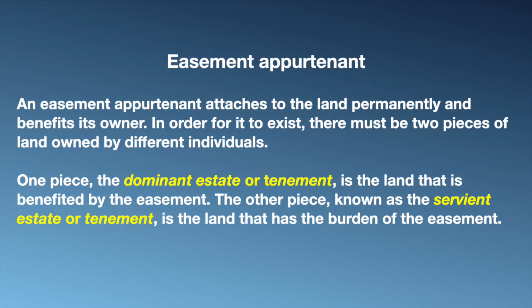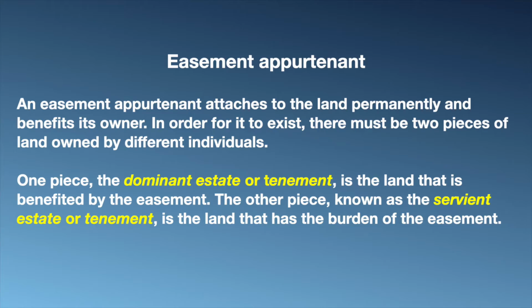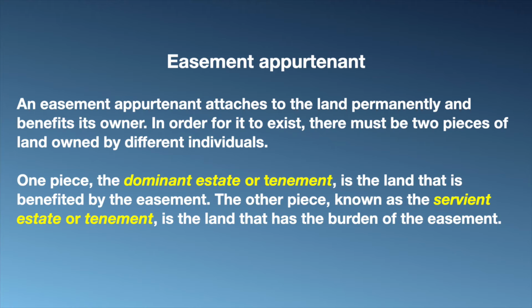In order for it to exist, there must be two pieces of land owned by different individuals. So that's rule number one. Okay, so you have to have two owners, two separate pieces of property, okay? One piece is going to be referred to as either the dominant estate or dominant tenement. You might see it either way on the exam, okay? This is the land that is benefited by the easement. The other piece, known as the servient estate or servient tenement, same thing, is the land that has the burden of the easement. So let me show you.